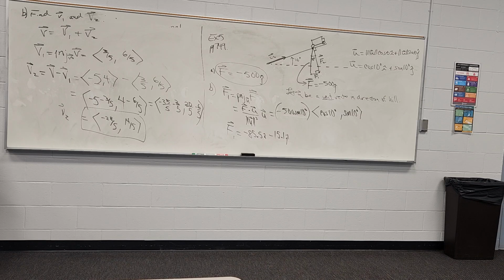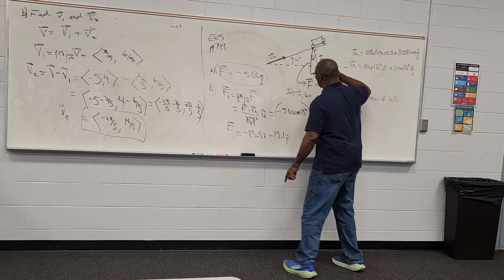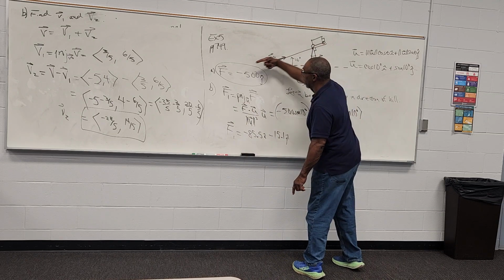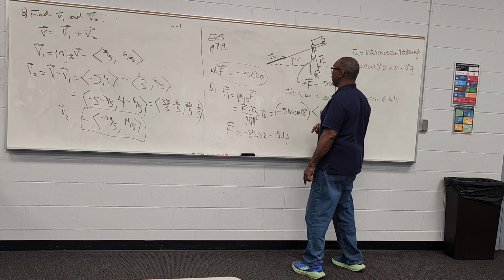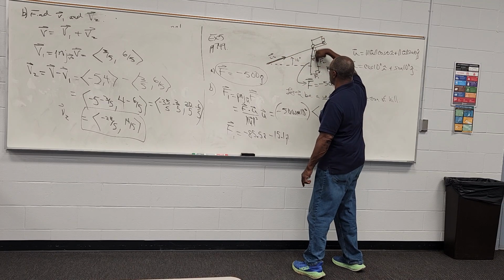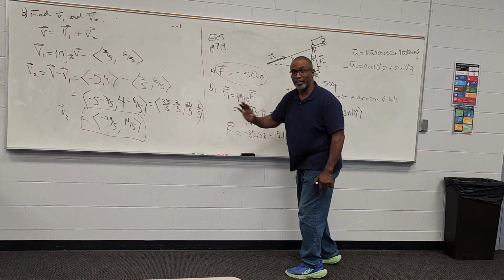Now, part C says find the magnitude of the force required by the brakes on each wheel to keep the truck from rolling down the hill. So this is F1. F1 was this force right here. That's the force of the truck that's trying to roll down the hill. Vector F2 is the force that's on the tire that's on the road. But vector F1 is the force that's pushing the truck down the hill.